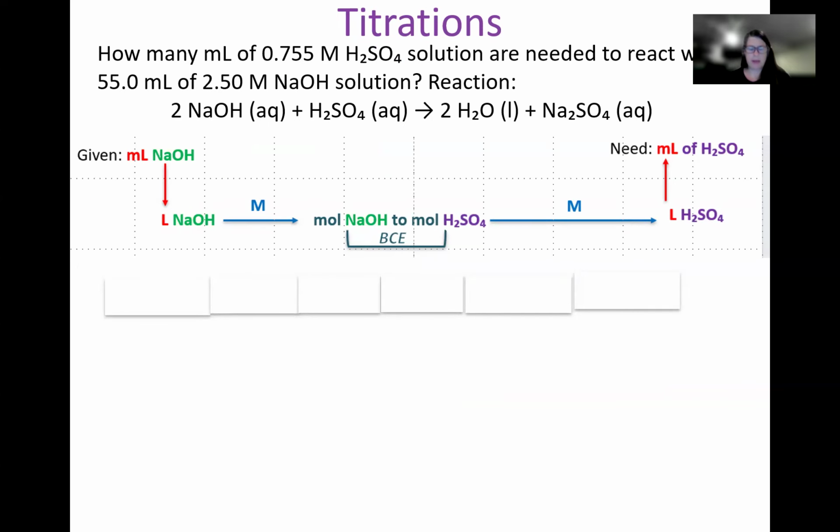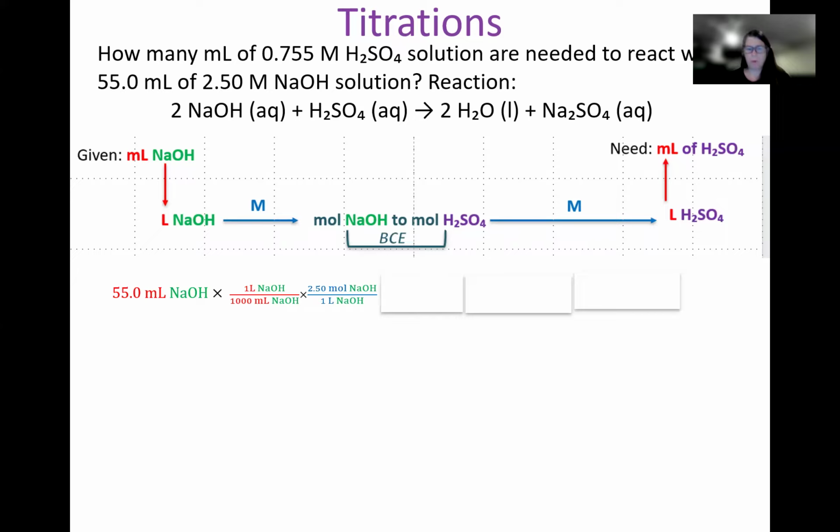There's my plan repeated. We start with our given, our milliliters of the sodium hydroxide, which is 55 milliliters. I'm going from milliliters into liters. Milliliters goes on the bottom, so it cancels, and liters on top. Then I want to convert, according to my plan, liters into moles using the molarity, and liters needs to go on the bottom, so it cancels, and moles on top.